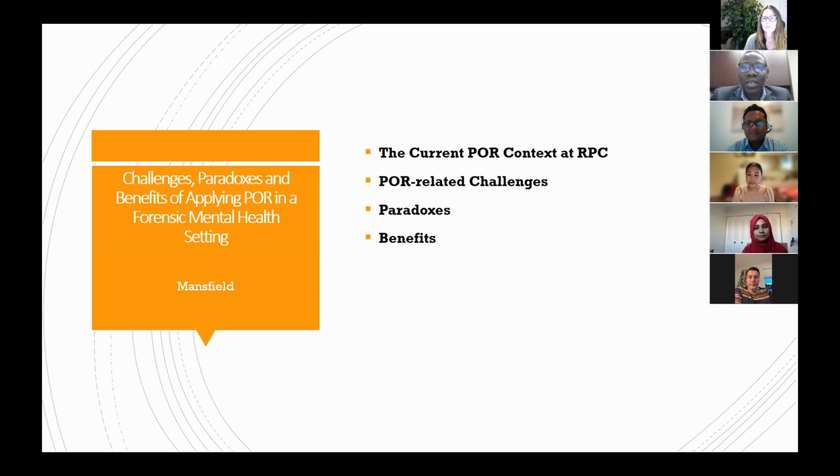The background is that this research was carried out at the Regional Psychiatric Center, which is a multi-level secure facility for assessment and treatment of individuals with a mental disorder under the Correctional Services of Canada. It is a place where a lot of individuals from the different penitentiaries come in to receive treatment, and so they are called patients.